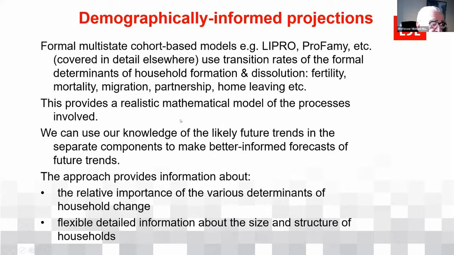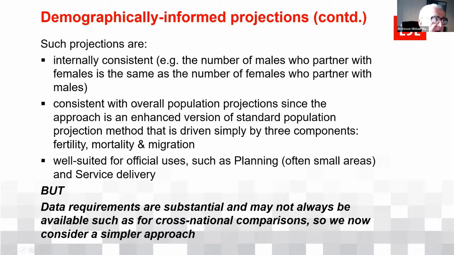And as a byproduct of that, of course, we get information about the relative importance of these various determinants. Is migration more important for household formation than, for example, fertility or mortality changes? And we also get flexible and detailed information about the size and structure of households, rather than, as in the case of headship rate methods, only limited information about the head of household. So we get these projections which are now internally consistent, for example, the number of males who marry equals the number of females who marry, etc.